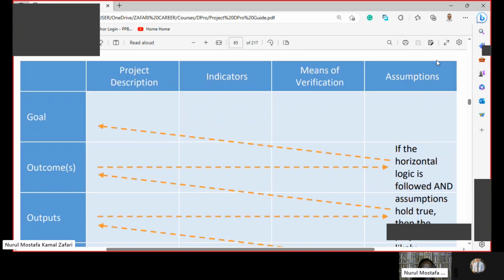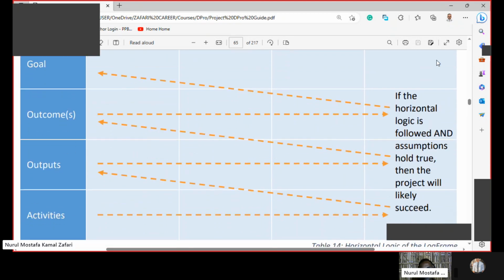Now let's together see the horizontal logic. Colleagues, we can't see the literature of the first row, but we can see the main thing.